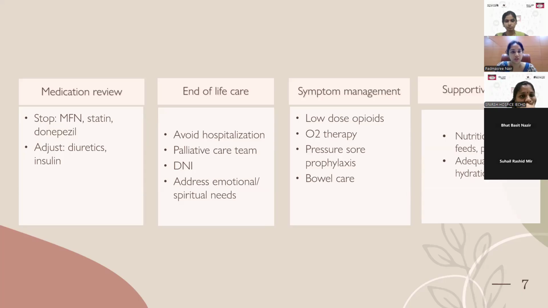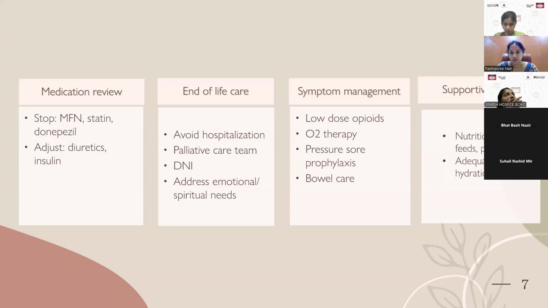Now, since he's already talking about his approaching end, we also have to ensure that we give adequate end-of-life care. So we've decided to respect his decision. We've avoided hospitalization. We've included a palliative care team for further management of his symptoms. We've taken a DNI, which is a do not intubate consent, with which we created an advance directive in order to ensure that the patient does not get intubated if at all he worsens further. And additionally, we've also given him adequate counseling to address his emotional as well as his spiritual needs.